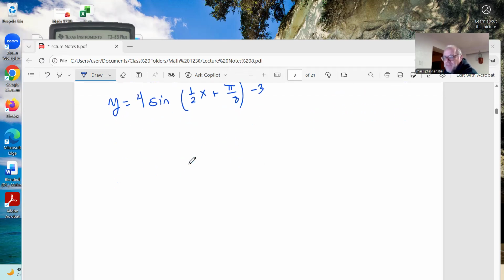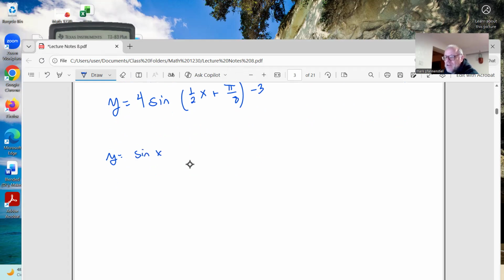Now, in the previous video, we talked about graphing things like y equals sine x, y equals a sine x, and y equals a cosine x. Talking about the fact that this a is the amplitude. It's a vertical stretch if it's bigger than 1, a vertical compression if it's between 0 and 1, and it's a reflection about the x-axis if it is negative.